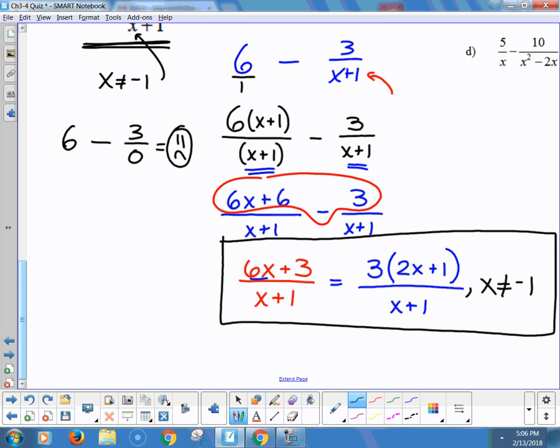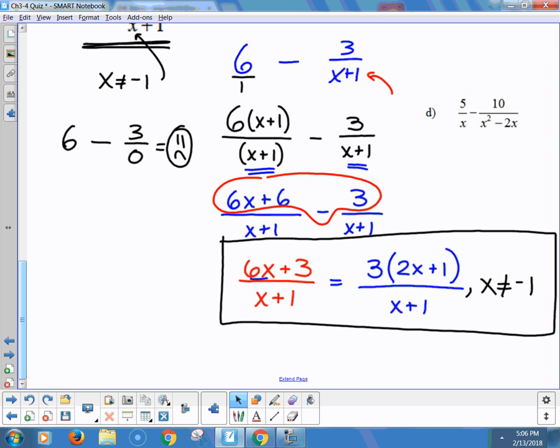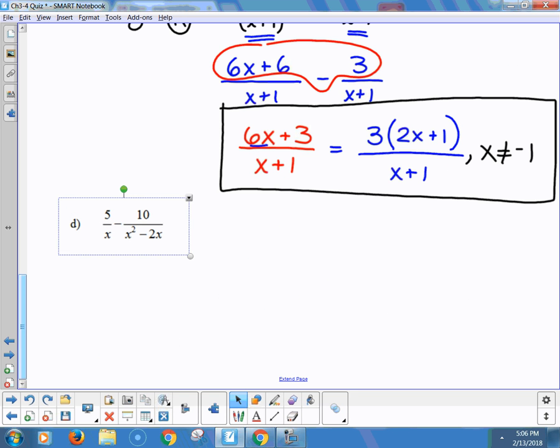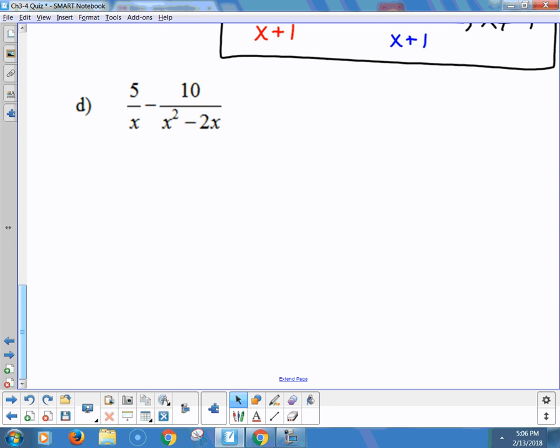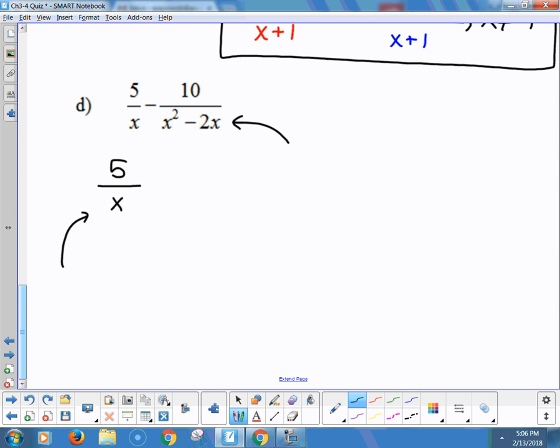Let's take a look at part D. For part D, again, we're adding or subtracting fractions. And again, since we have fractions, we're going to have excluded values. We're going to have some things that the denominator simply can't be. Some values for x that the denominator can't be. We have a 5 over x. Right off the bat, I'm thinking 0. X can't be 0, because then you'd have 5 over 0 minus 10 over 0.